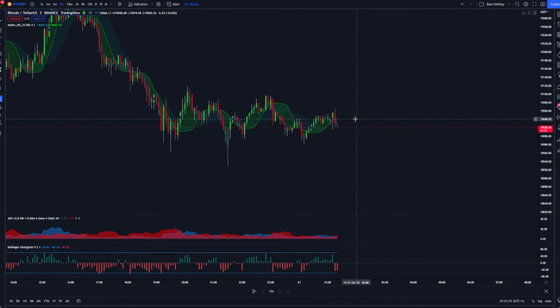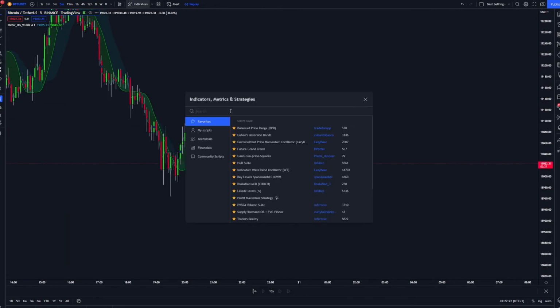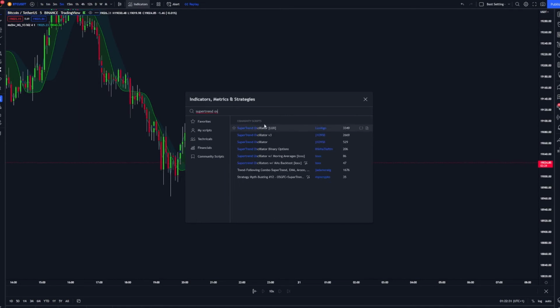Now, as mentioned earlier, these two indicators right here don't eliminate entry points whatsoever, and they're pretty much the same as this Holy Grail indicator. So what we're going to do is remove these two indicators and add in a new indicator, which will actually give us better entry signals for this strategy. You want to go over to indicators and add this indicator, and it's called the Super Trend Oscillator. This one right here by Lux Algo.